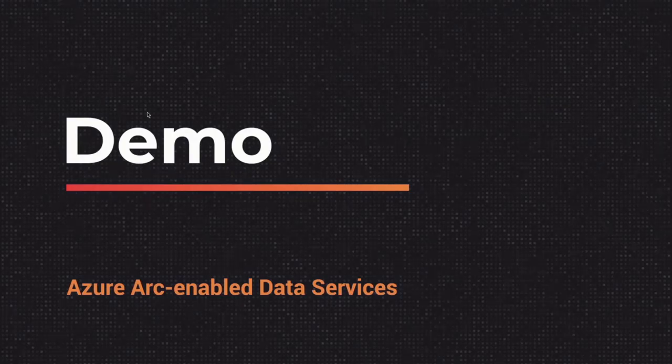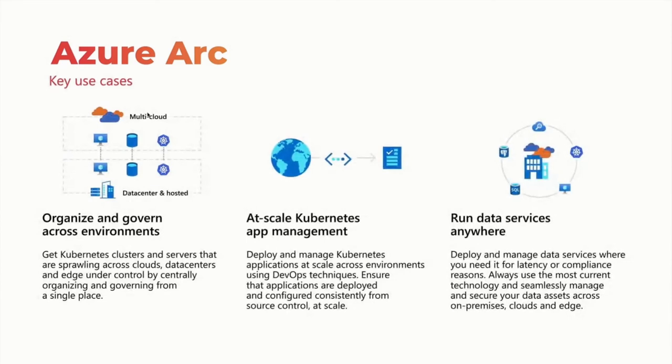All right. That was a walkthrough of Azure Arc-enabled data services. We are almost at the end of this keynote. Now, let me summarize what we have discussed. So Azure Arc promises three capabilities. One is the ability to organize and govern environments or resources running in multiple environments through a single pane of glass. And you can do that for both VMs and Kubernetes clusters.